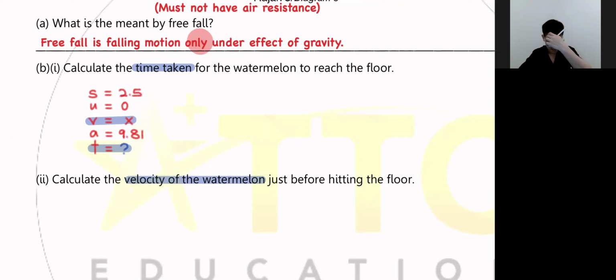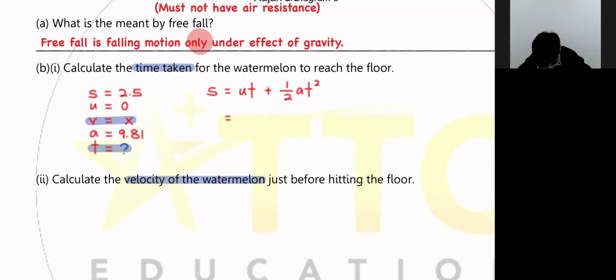Out of the 4 linear motion equations, the formula that doesn't have V is S equals UT plus half AT squared. You have to apply the right formula. S equals UT plus 1 over 2 AT squared. That is the formula you should apply when the question doesn't give you V. Because in this question we don't have V, and you are looking for T. So just put the values into the formula accordingly.